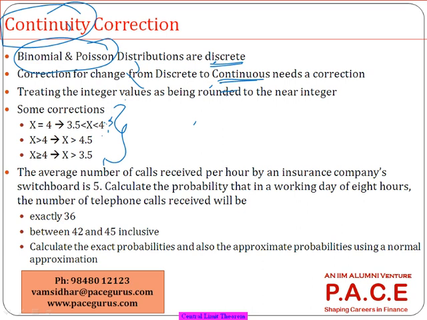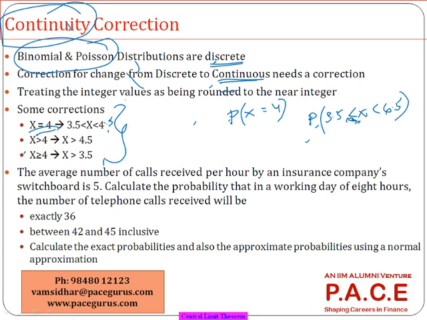Whenever I am saying x equal to 4 in a binomial, whenever I want to test what is the probability that x equal to 4 in a binomial distribution, when I convert it into normal, because normal distribution is a continuous distribution and it exists only for a range. It does not exist for a value, right? So what it says is, you find out the probability of 3.5 less than or equal to x less than or equal to 4.5.